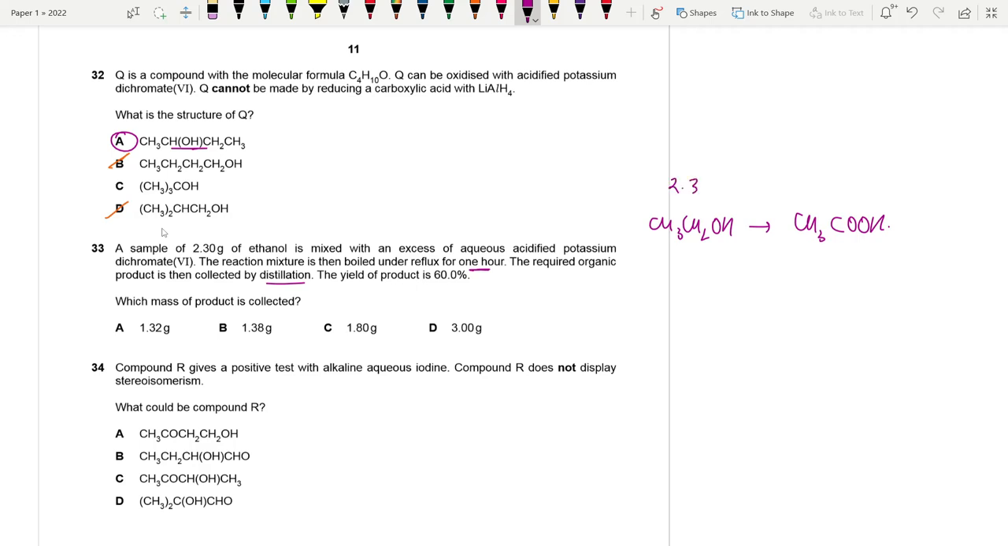So we had 2.3 grams of this. What's the Mr? 12 times 2 plus 16 plus 3 plus 2 plus 1, that's 46. So 2.3 divided by 46 is 0.05 moles. The molar ratio is 1:1. We're going to get 0.05 times 60 over 100. That's 0.03 moles. Now, what's the mass of the product? What's the Mr of this? 12 times 2 plus 32 plus 3 plus 1. That's 60. So 60 times 0.03 is 1.8 grams. So we're going to go with 33C. Are we clear?